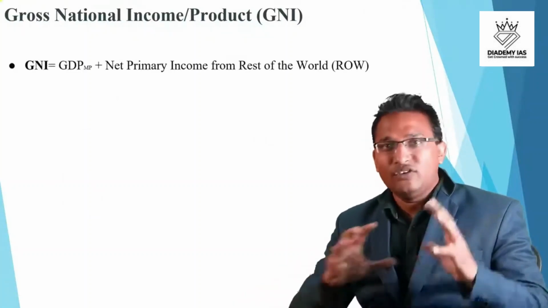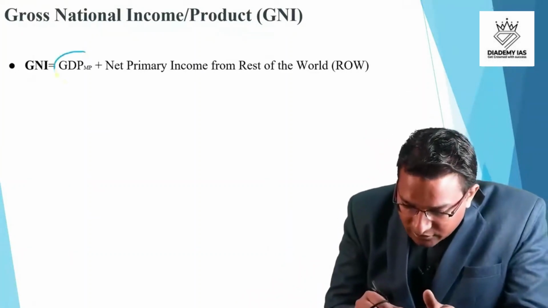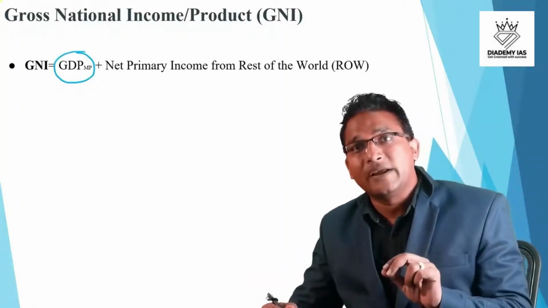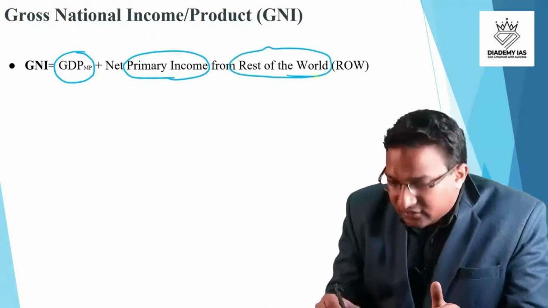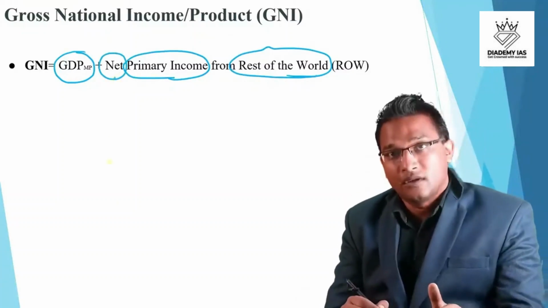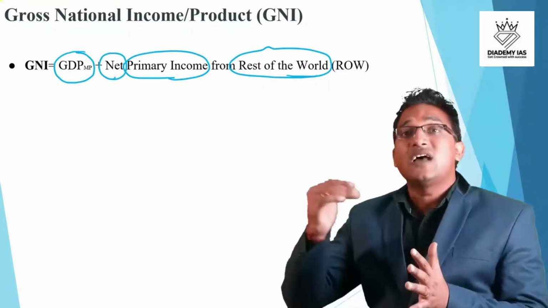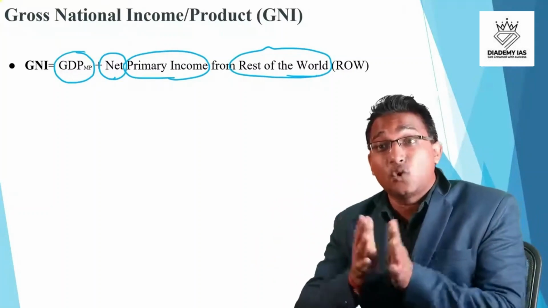Now, let us see. So, gross national income or gross national product, they are synonymously used. How do we calculate? So, we have seen the concept. How do we calculate? So, this calculation is done by adding to the GDP-MP, or gross domestic product at market price, the net primary income from rest of the world. This is very crucial. So, what are the crucial words? The crucial words are net, right? Net means we will see the inflow of income as well as the outflow of the income, and we will adjust both of them. So that is called net.